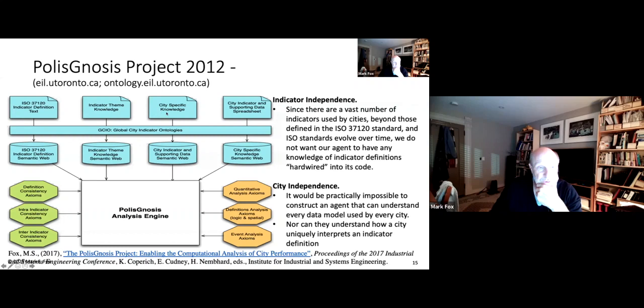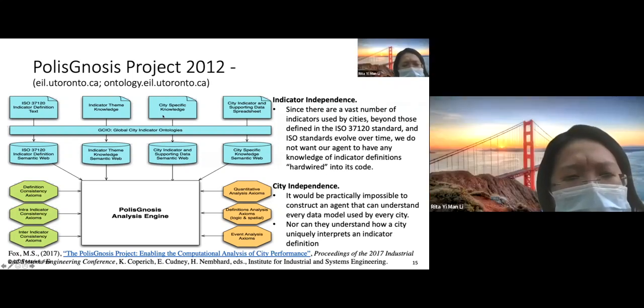And then it turns out that within a city, the education knowledge may differ from one city to the next. For example, if the definition of an indicator says we will only include public schools and not private schools, we have a problem, because in the UK, and I don't know if that's true of Hong Kong, but in the UK, a public school is a private school. In the UK.